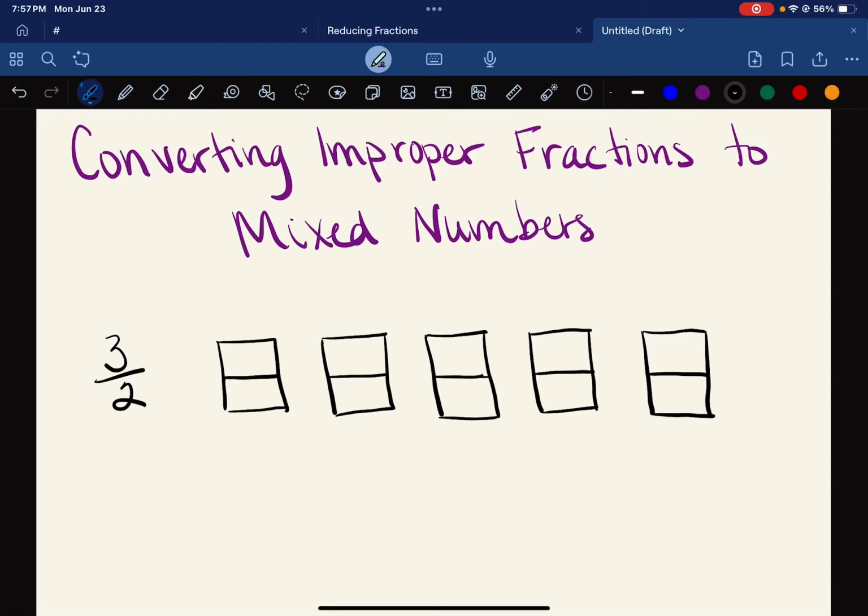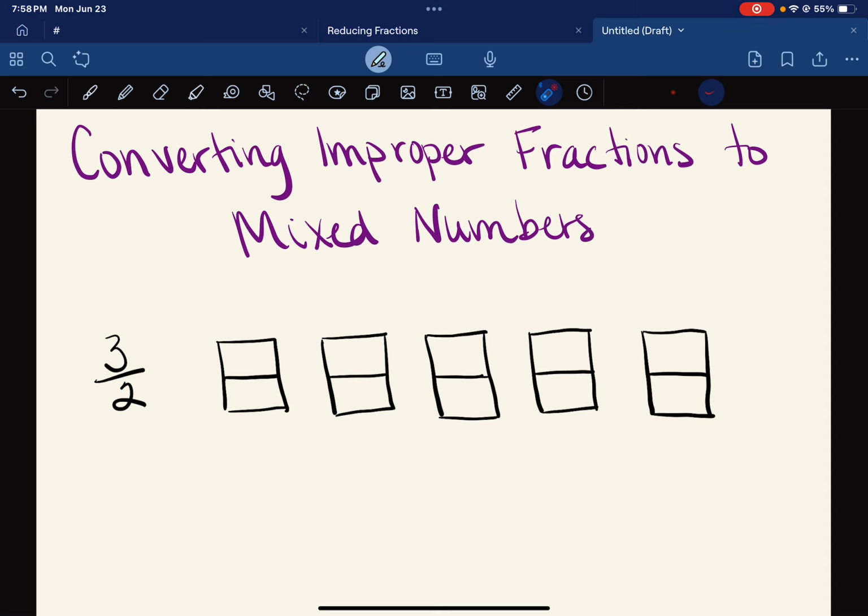Converting improper fractions to mixed numbers. All right, an improper fraction is when your numerator is larger than your denominator. So this is called an improper fraction. This says I have 3 halves, or 3 over 2.